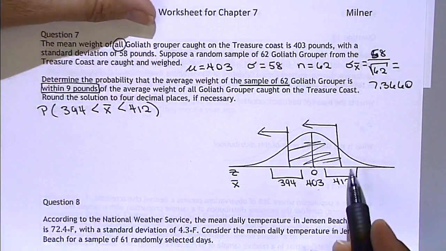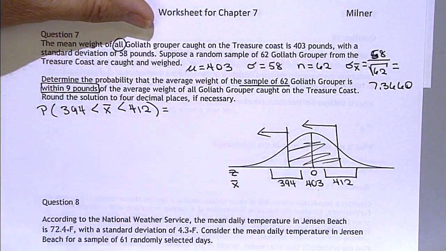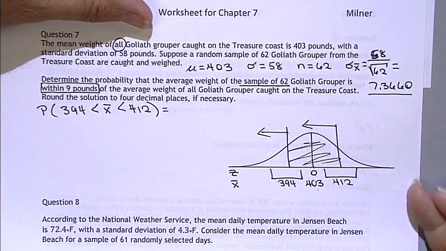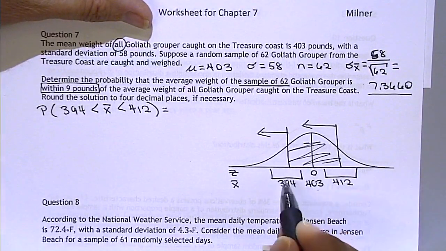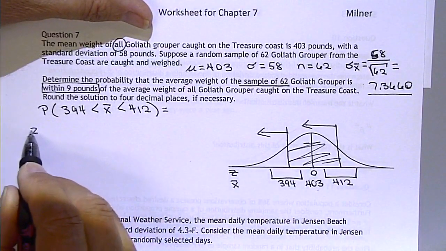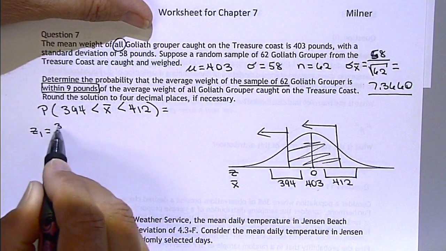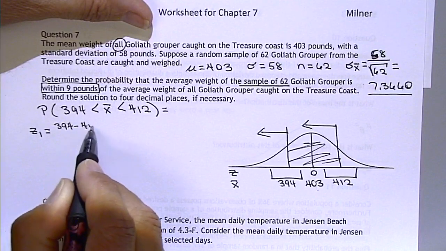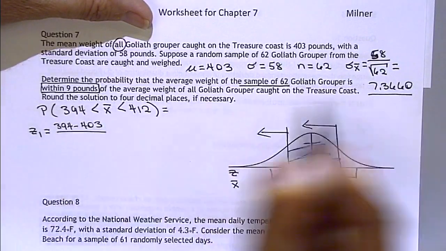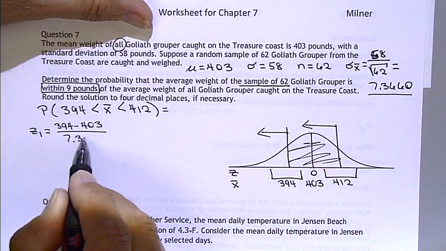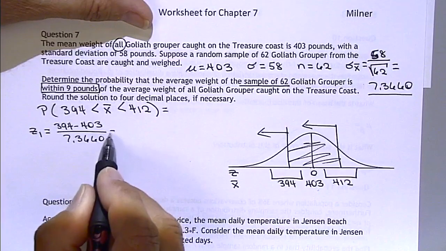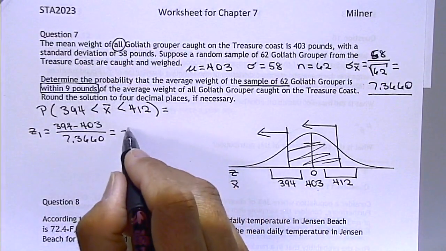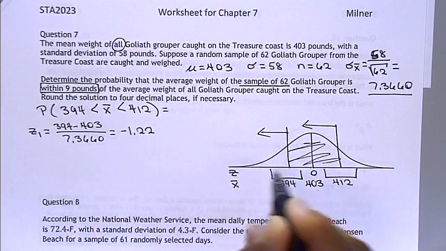Okay. Now this next thing I got to know is, okay, I already calculated my standard deviation up here because I had a feeling I was going to need it. And now I need z-scores, don't I? The first one is going to deal with that sample mean of 394 minus the population mean of 403 divided by, oh, good thing I calculated it, 7.3660. And that score is going to be a negative 1.22.